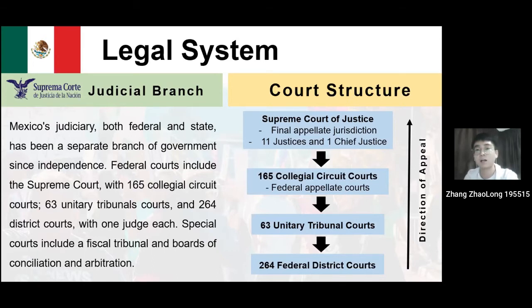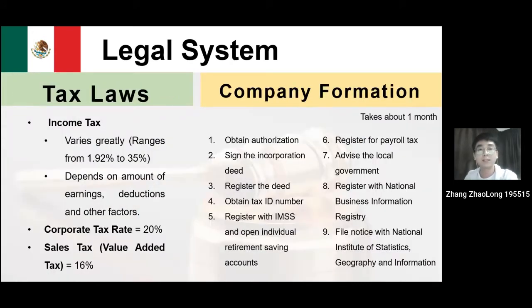And on the other side, we can see the code structure. The first is separate codes, and next is 165 collegiate circuit codes, and the next is 63 unitary tribunal codes, and the last one is 264 federal district codes. Okay, next we will talk about the tax law, the income tax.